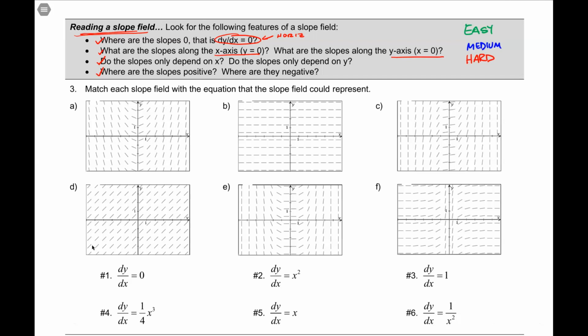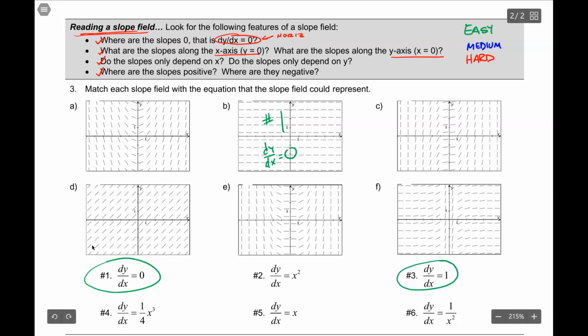Let's take a look at this differential equation right here. dy/dx equals 0. Do we have any slope field where all of the slope lines are horizontal? I sure do. It's this one right here. So this graph corresponds to differential equation number 1, which is dy/dx equals 0. Let's take a look at another constant. I've got dy/dx equals 1. Do you see any slope field where all of the slope segments have a slope of 1? Sure enough, I see that here. So we've taken care of the easy ones.